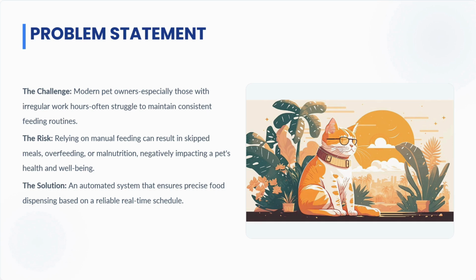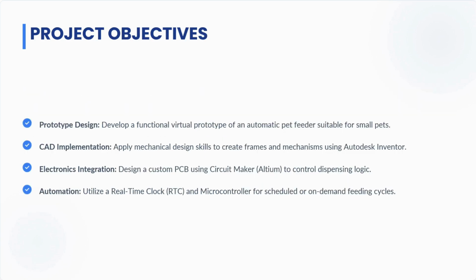The solution is a smart automatic machine. This machine will do the job for you. It will drop the right amount of food at the exact right time every single day, so you never have to worry. To make this solution happen, we set four main goals for our project.